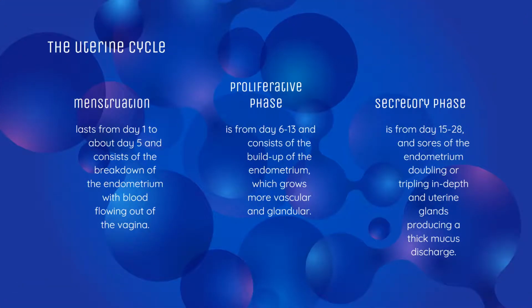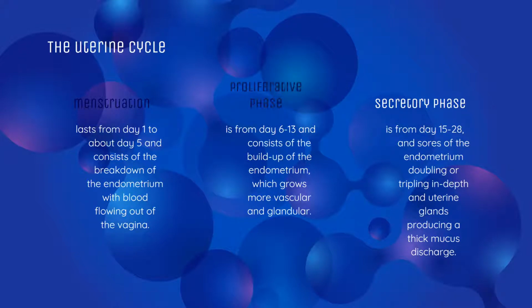The uterine cycle first starts with the menstruation. It lasts from day 1 to about day 5 and is the breakdown of the endometrium with blood flowing out of the vagina. The low levels of female sex hormones cause menstruation to happen. Then we have the proliferative phase. It's from day 6 to 13 and consists of the build-up of the endometrium, which grows and becomes more vascular and granular. The proliferative phase is caused by the increased production of estrogen by the new growing follicle.